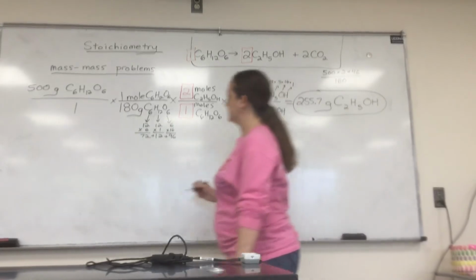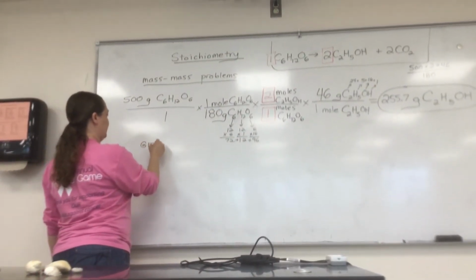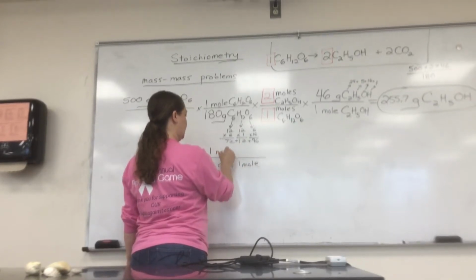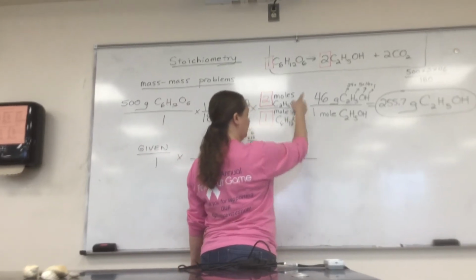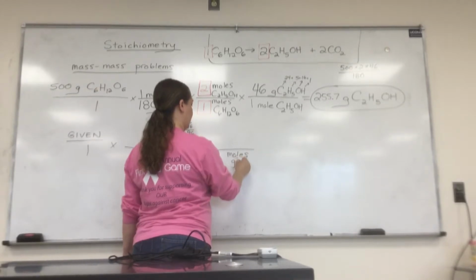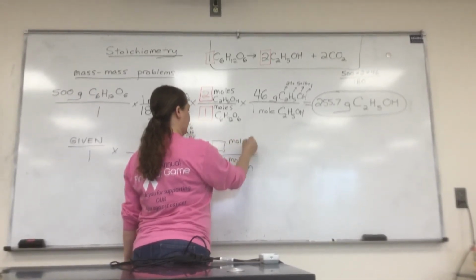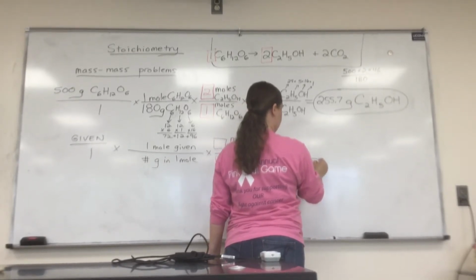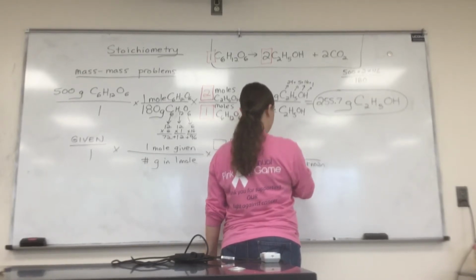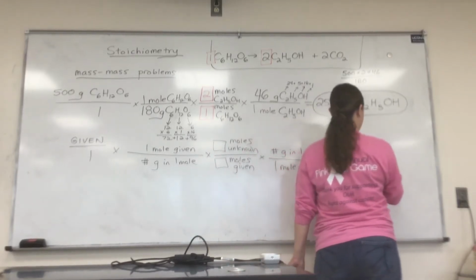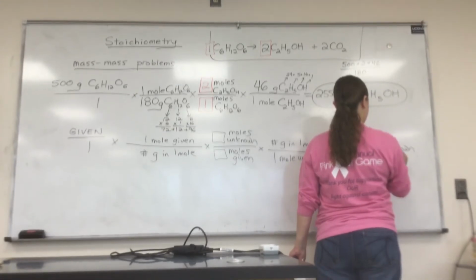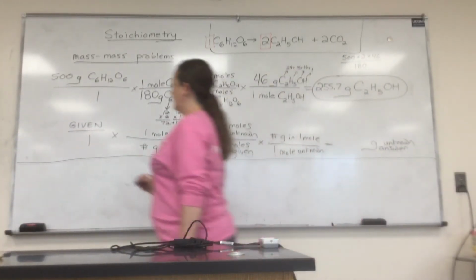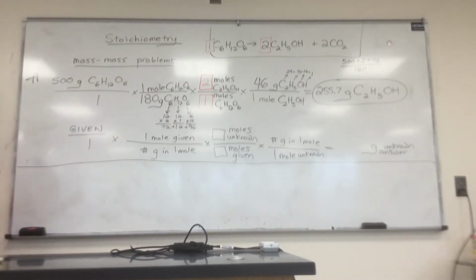All right, so that is a 4-step mass-to-mass problem: given over 1. Then it's the number of grams in 1 mole. Then we can use the mole ratio in the balanced equation to go from moles of what we were given to moles of our unknown. And then we have 1 mole of our unknown and the number of grams in 1 mole. And that will give us our answer. So there's a sample problem and a formula for doing a grams to grams problem. That was problem A off of our worksheet, going from 500 grams of glucose to grams of ethanol.